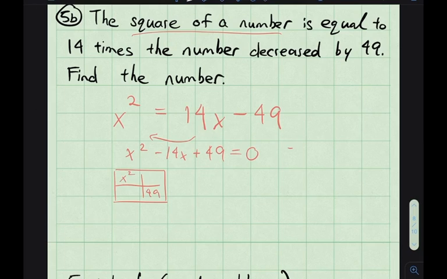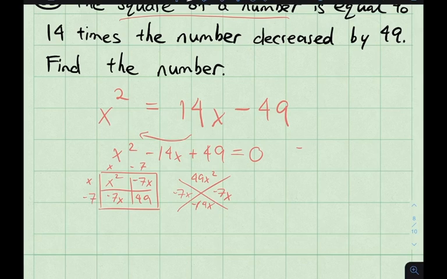x squared, 49, 49x squared, negative 14x. So it's negative 7x, negative 7x. So we get this thing. We solve. X equals 7.